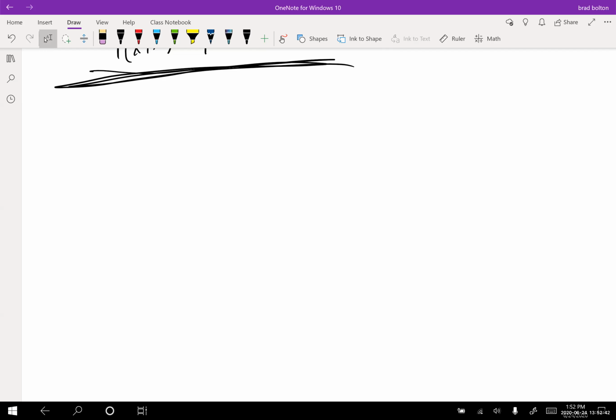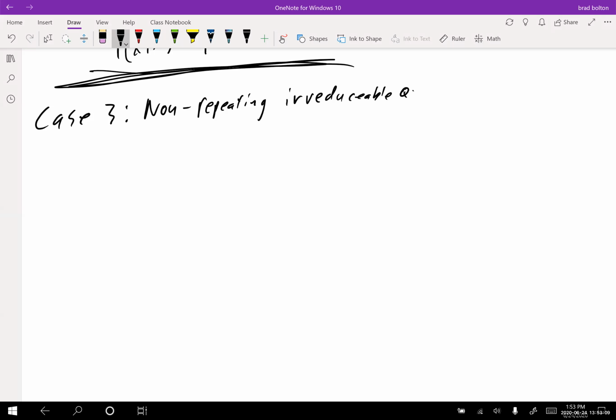Okay, so let's look at case 3 now. So case 3 has to do with non-repeating irreducible quadratics. Oh, I spelled it wrong. Irreducible.